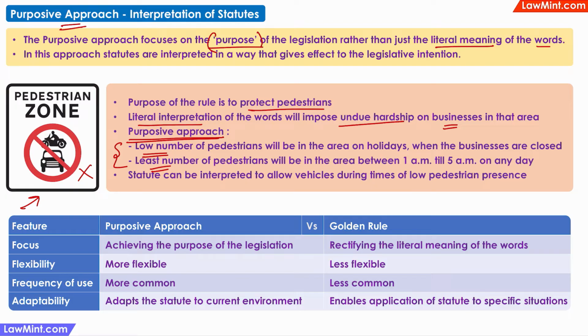If we compare the purposive approach with the golden rule, the focus here is to achieve the purpose of the law without modifying the words, whereas in the golden rule, the literal meaning of the words is altered to avoid absurdity or contradiction. The purposive approach is important because it is more flexible and more commonly used, whereas the golden rule is less flexible and not used so frequently.